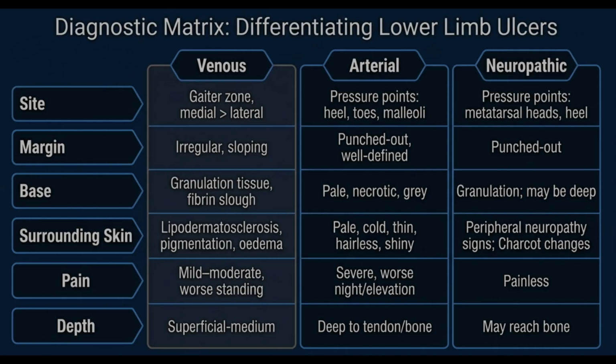Surrounding skin: lipodermatosclerosis, pigmentation, edema. Arterial: pale, cold, thin, hairless, and shiny skin is noted. In neuropathic, the skin has peripheral neuropathy signs and Charcot changes. The pain in venous is mild to moderate and worsens on standing. In arterial, there is severe pain, worse at night or on limb elevation. Neuropathic is usually painless. Depth: the venous is superficial to medium. Arterial is deep to tendon or bone. Neuropathic may reach the bone.